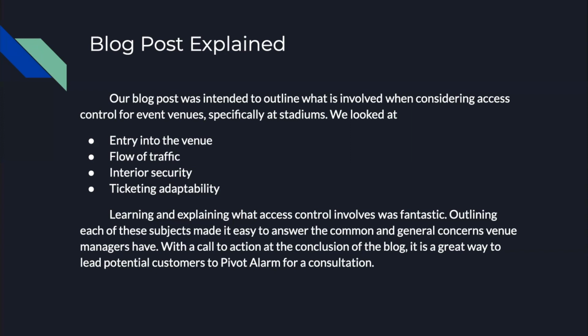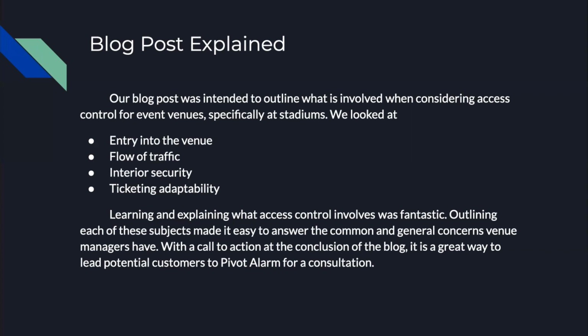The second is flow of traffic. This is huge for access control, being able to ensure people aren't going into places where they don't belong, as well as making sure that some areas aren't overcrowded by kind of urging traffic to go certain directions. Next, we looked at interior security, which is important because once you're in, you don't want people going in places where they don't belong or out on the field. And so with interior security, it's important being able to monitor and track who's going where, and whether they have the security clearances to go those places.